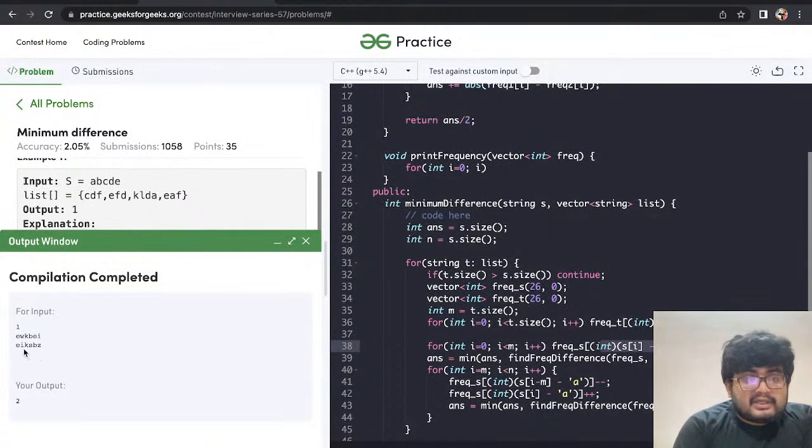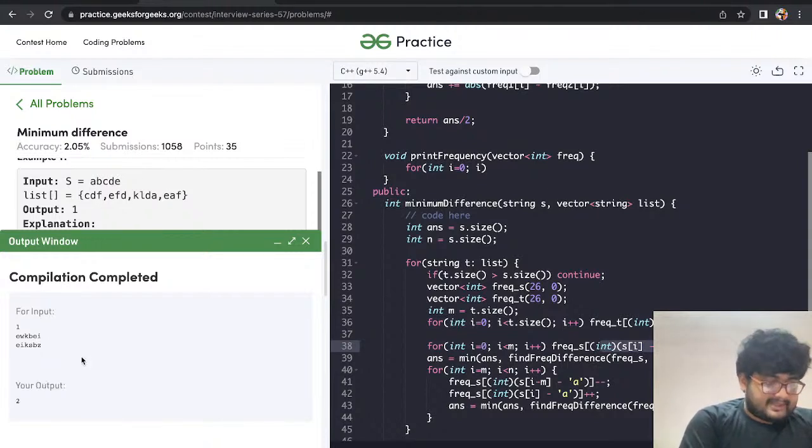There's something wrong here. EWKBEI. Okay, E is matching. I is also matching, right? W is not matching with anything. K is matching. B is matching. And this E is not matching. So what is not matching? E is matching. E is matching. I is matching. K is matching. S is not matching. B is matching. Z is not matching. It should be 2.